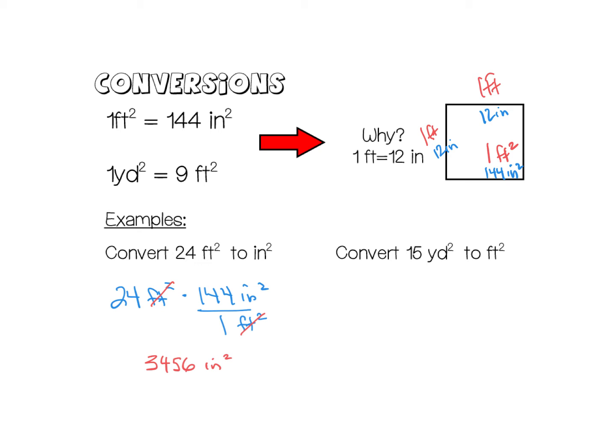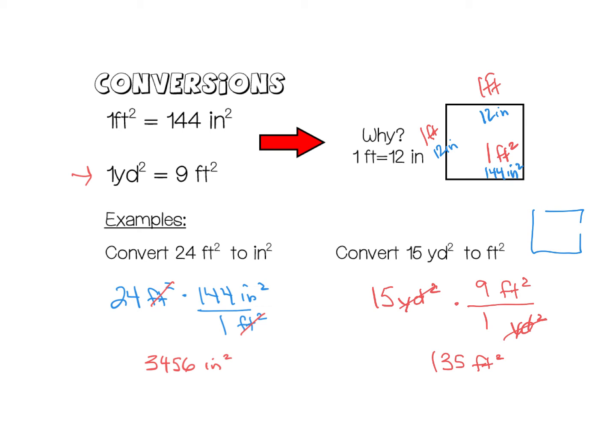Now let's think about going from 15 square yards to square feet. So I have 15 square yards, and I need to get rid of my square yards. Well, 1 square yard is 9 square feet. So in this case, I'm going to take 15 times 9. Oops, I keep hitting the wrong button. Sorry, guys. 15 times 9 gives me 135 square feet.